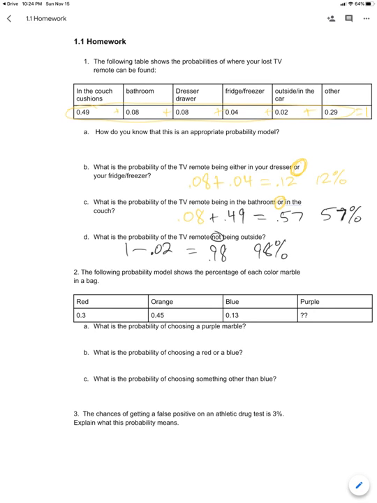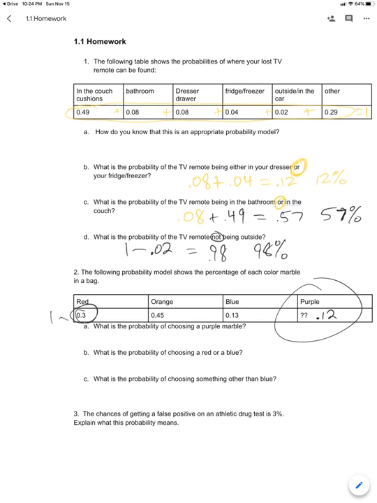The following probability model shows the percentage of each color marble in a bag. Okay, again, these should all add up to 1. So we can take 1 minus each of these to figure out what purple is. And don't forget, this is 0.3, not 0.03. On the key that we got, that was a mistake. And some of you actually put that in incorrectly as well. But it does say 0.3. So 1 minus 0.3 minus 0.45 minus 0.13 is going to equal 0.12.